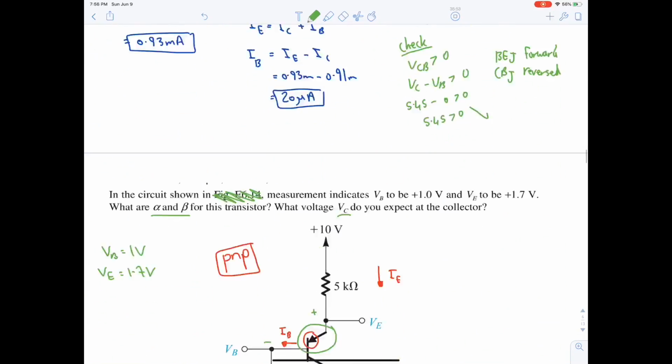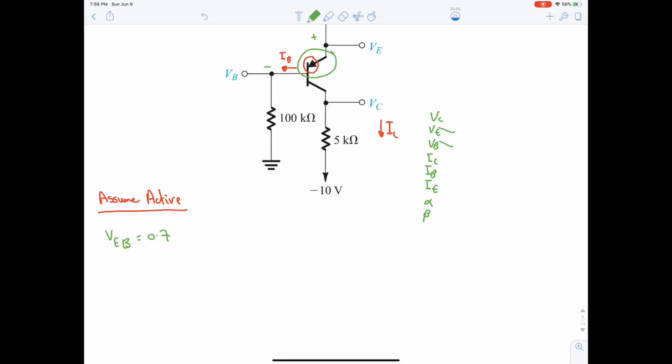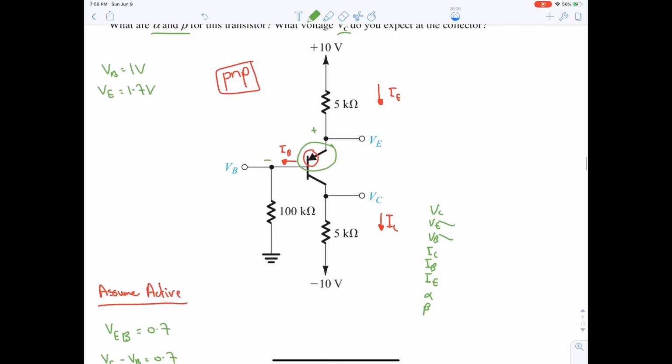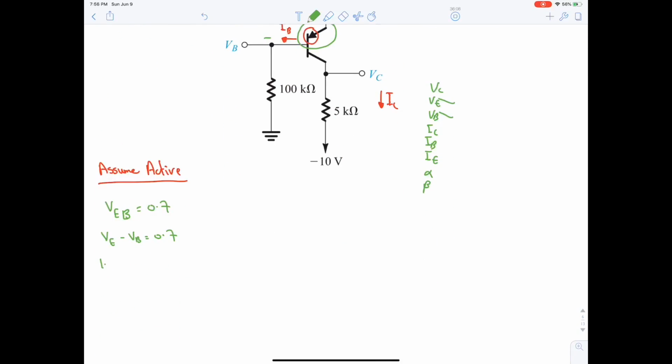Okay, so VEB is equal to 0.7. Now we have to open this. VE minus VB is equal to 0.7. VE was given and VB is given. VE is 1.7 and VB is 1, so this is equal to 0.7. So we have just stated the obvious, that 0.7 is equal to 0.7. We did not benefit anything.